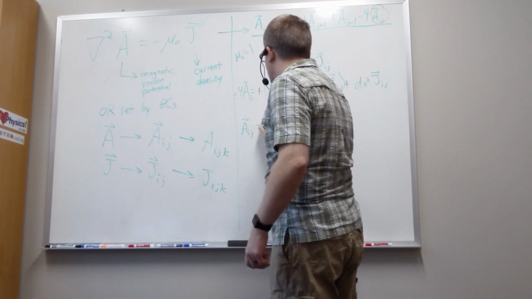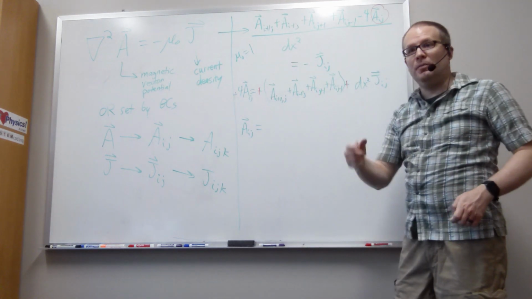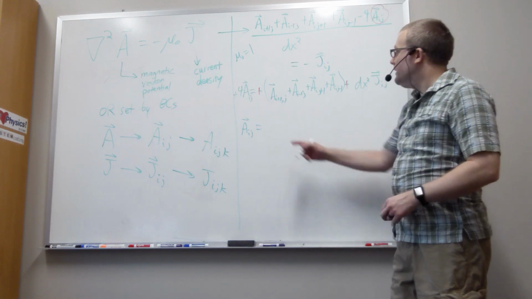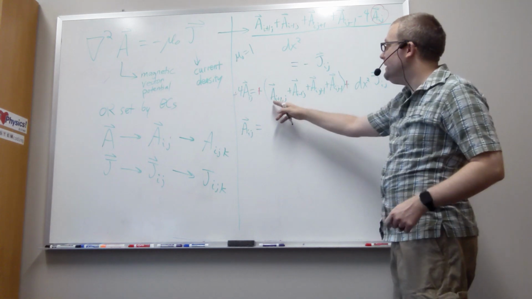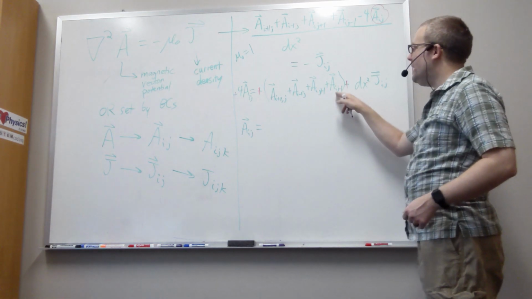A at any point, right? Think of this as being at a central point that you're looking at, is going to be equal to the average of all the other points around it, right? So this is A to the right, A to the left, A above, A below.